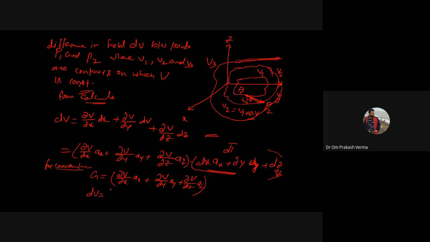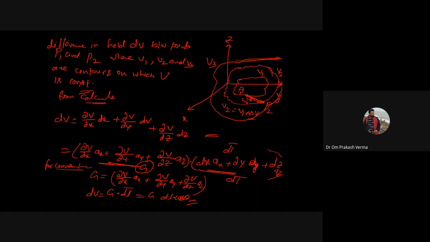So we can write simply G dot dl vector, and it is nothing but G dl cos theta. Yes or no?